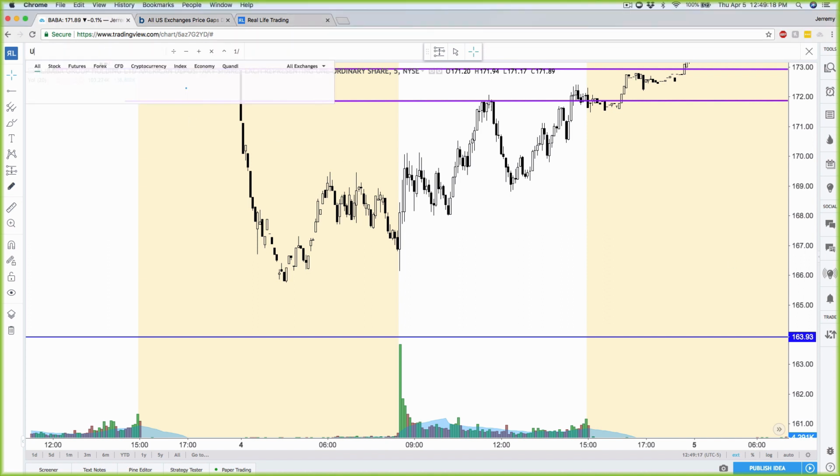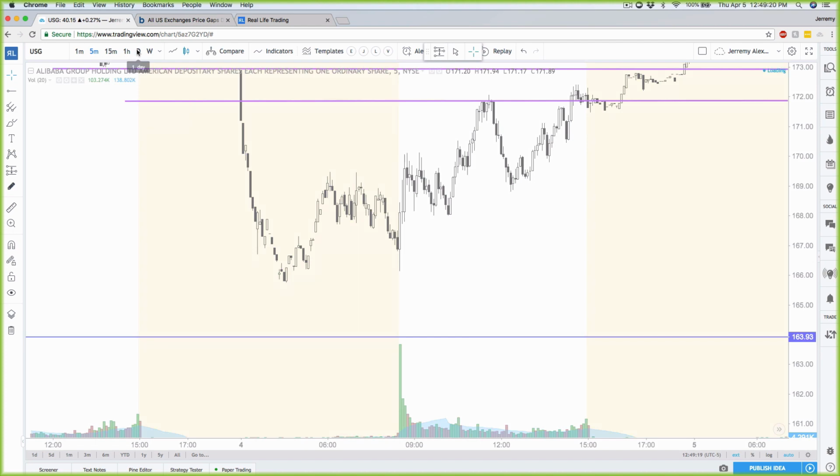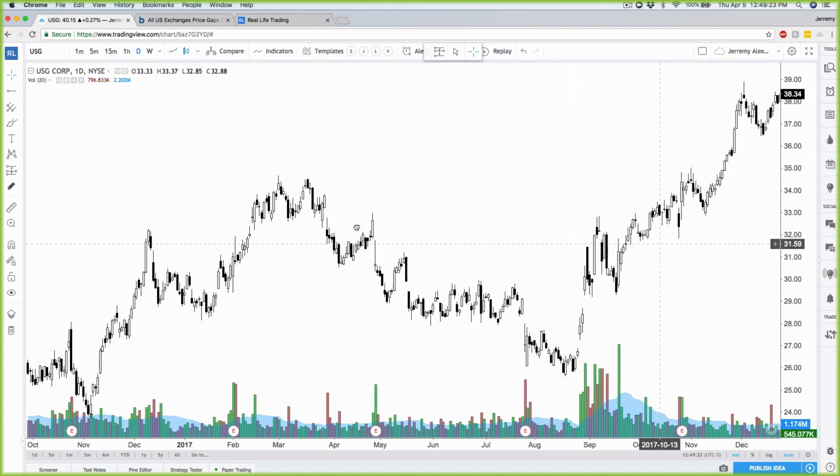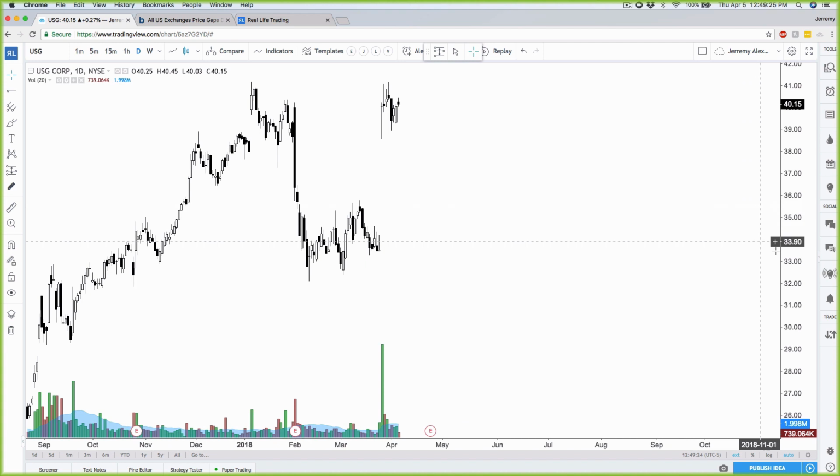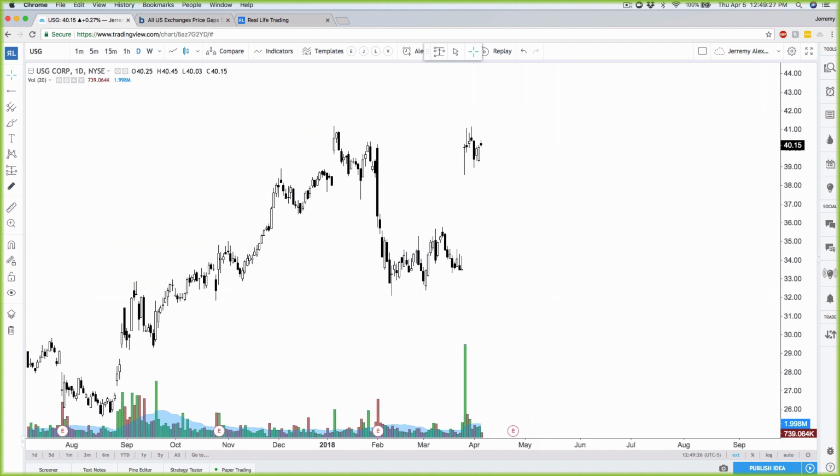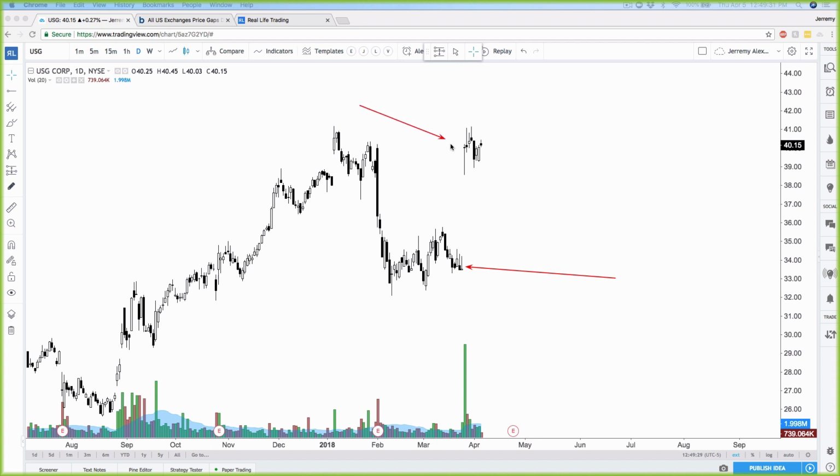USG. USG Corporation. All right. So I was looking at this trade, and this was the gap. So obviously we can see the gap. So first and foremost, here was the resistance, right? So remember, the open of giant bearish candles represent a resistance.